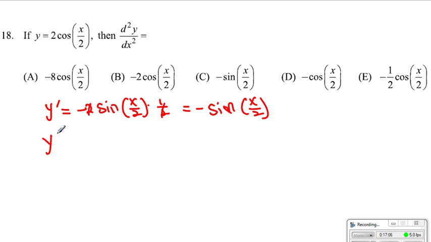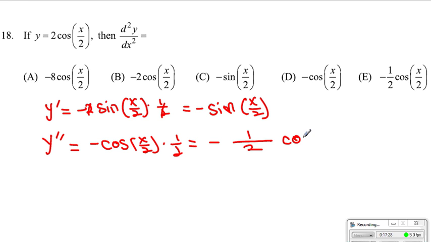Then when I take the second derivative, we end up getting negative cosine of x over 2, but multiplied by its chain rule, the derivative of the inside, which is 1/2. So therefore our final answer is -1 over 2 times cosine of x over 2. Alright, it seems E has to be our answer.